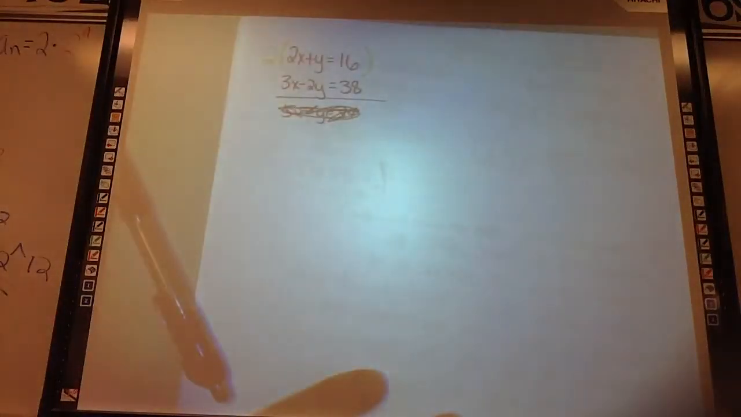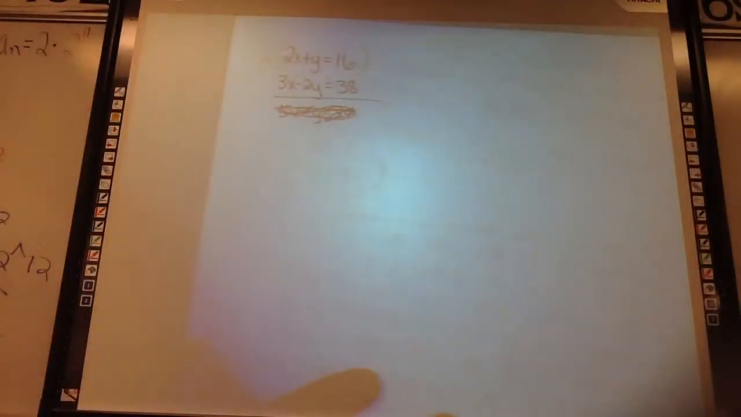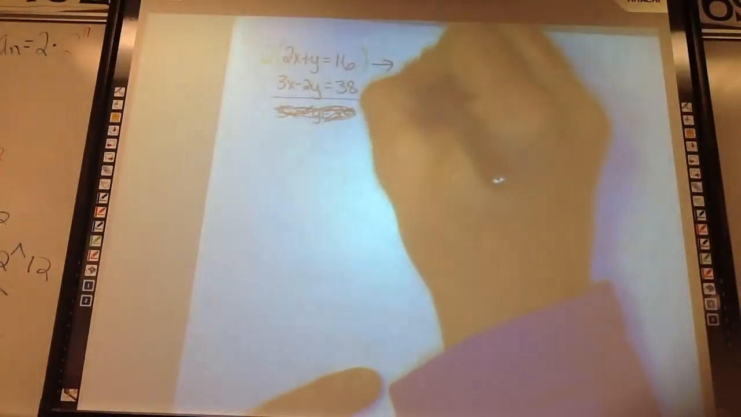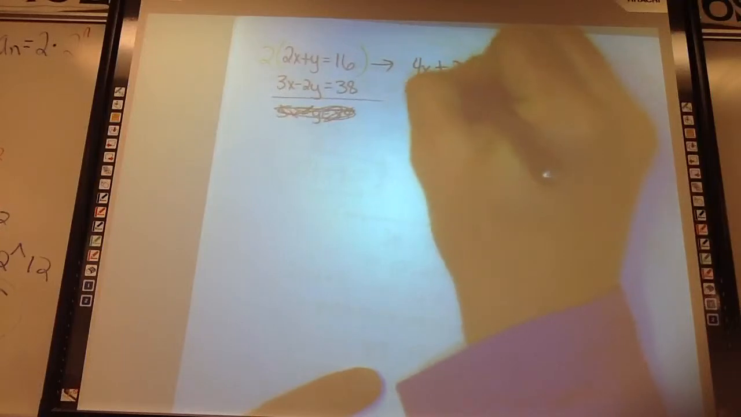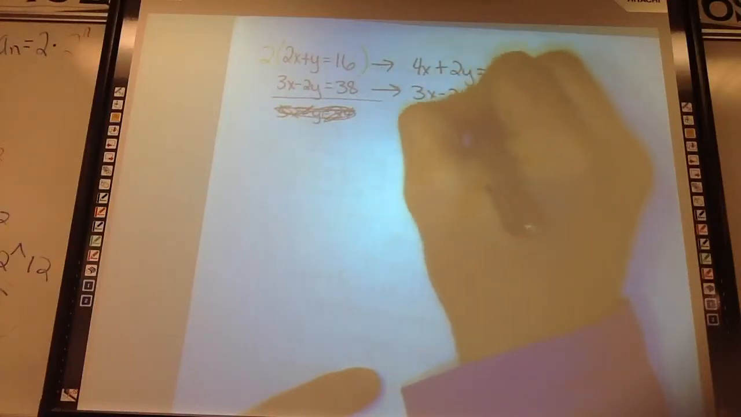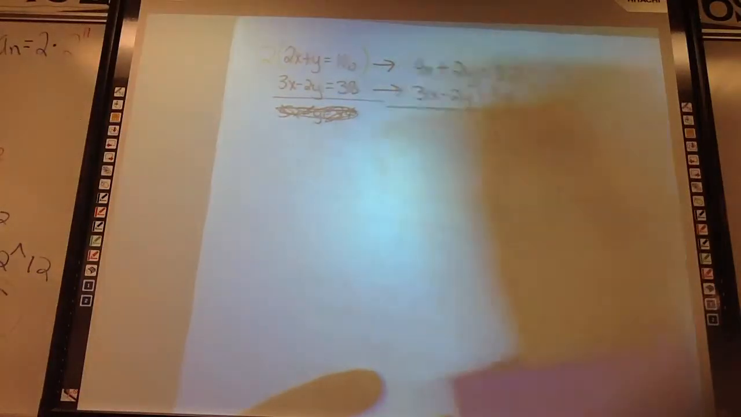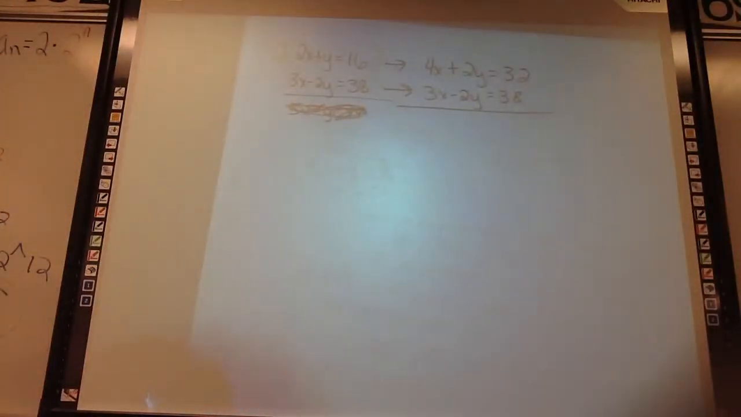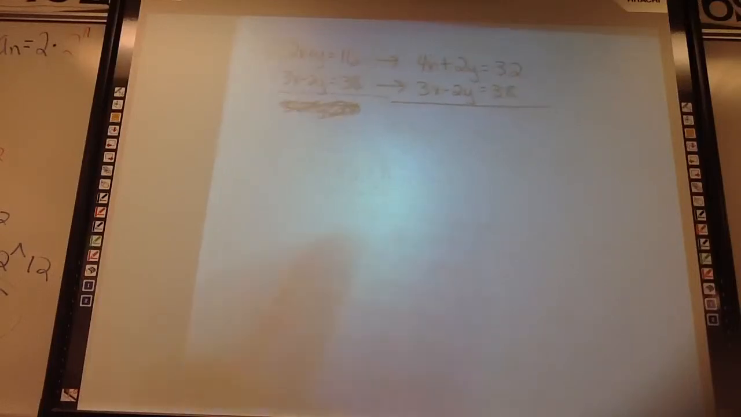Multiply the whole equation by 2. If I do that, now the top one becomes 4x + 2y = 32. I'm going to go ahead and leave that one the same. And now I can add them together. Go ahead and try it. I'll give you a couple minutes. Solve for x and y after that.